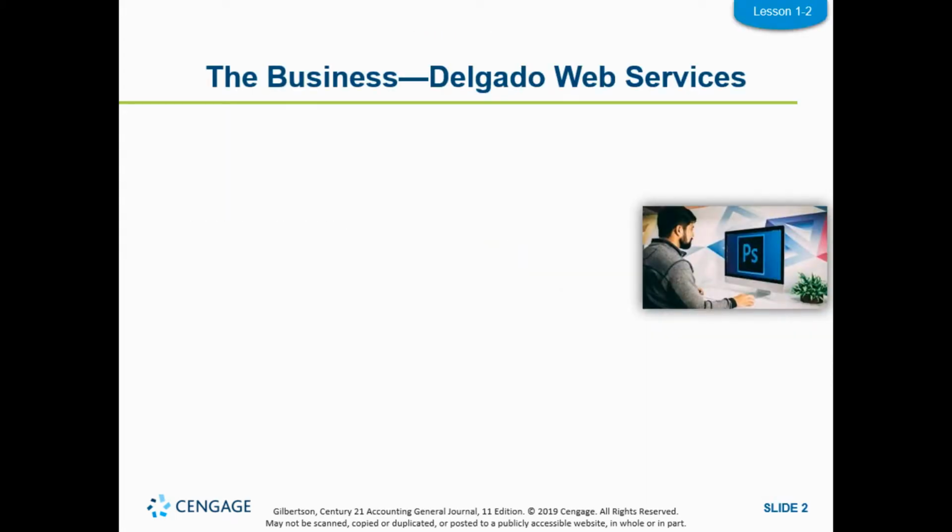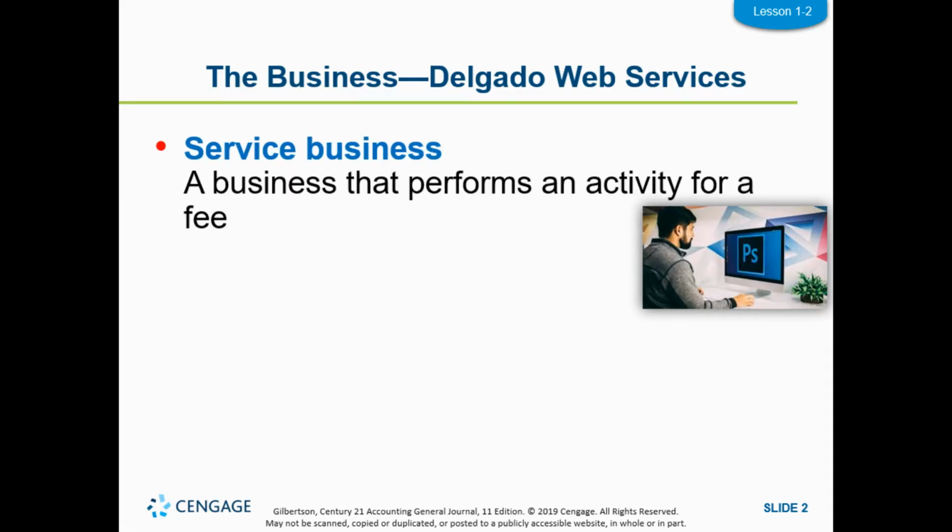All right? So we're going to be working with a fictitious company called the Delgado Web Service, and they offer web services to a variety of clients. We kind of dove into this a little bit with a Think Like an Accountant exercise, which is actually kind of slopping over into this week. All right. So first of all, thinking about a service business, a business that performs an activity for a fee. Okay. We're not selling a product, we're selling a service.